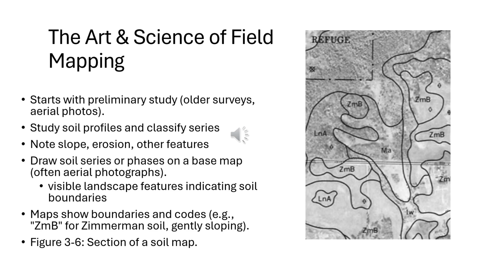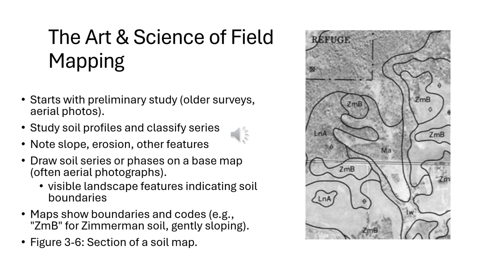They also meticulously note important features like slope, evidence of erosion, and other interesting landscape characteristics. All this information is then used to draw the boundaries of the soil series or phases directly onto a base map, which is commonly an aerial photograph. Aerial photos are ideal because they show clear landscape features, ponds, woods, sand pits, which often indicate natural boundaries between different soil types. Once the fieldwork is complete, the map is neatly copied.